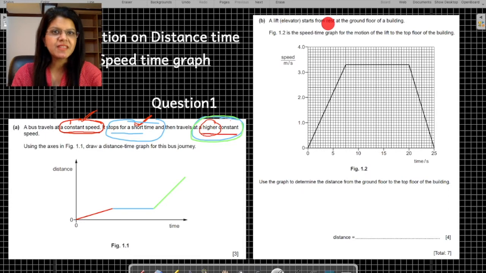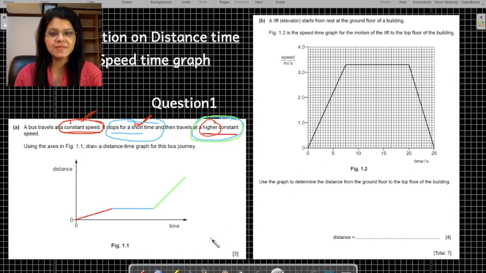An elevator lift starts from rest at the ground floor of the building. So the lift is at the ground floor and it is starting from rest. Now this is your speed time graph. The earlier graph was your distance time graph. This is your speed time graph for the motion of the lift to the top floor of the building. Use the graph to determine the distance from the ground floor to the top floor of the building.